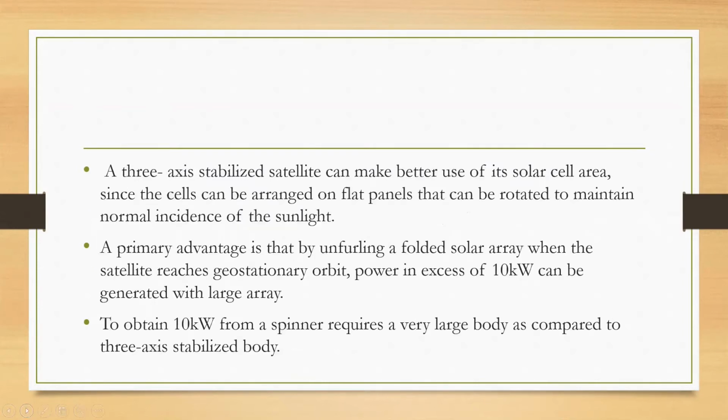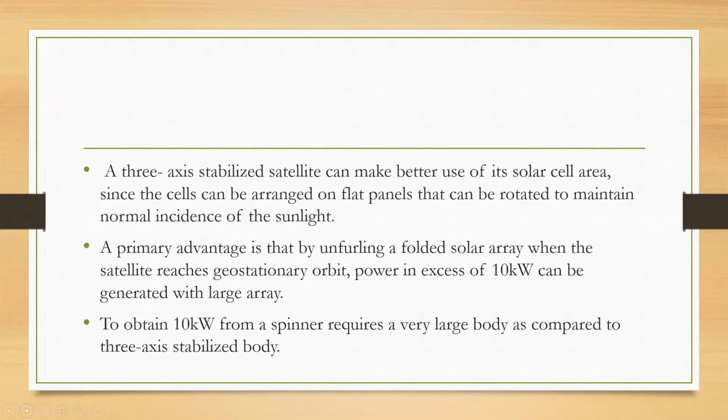Now coming to the stabilization, as I told you, there are two types of satellites: one is a cylindrical satellite and the other is a non-cylindrical satellite. For both we use a different method of stabilization. For cylindrical, we use spin stabilization, where the satellite is revolving in its orbit at a certain speed and also rotating on its axis, so that it maintains its stable orientation with respect to the Earth.